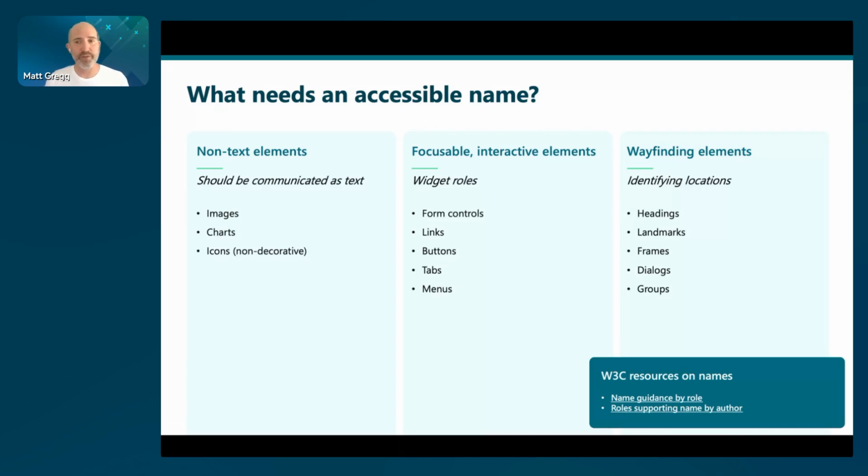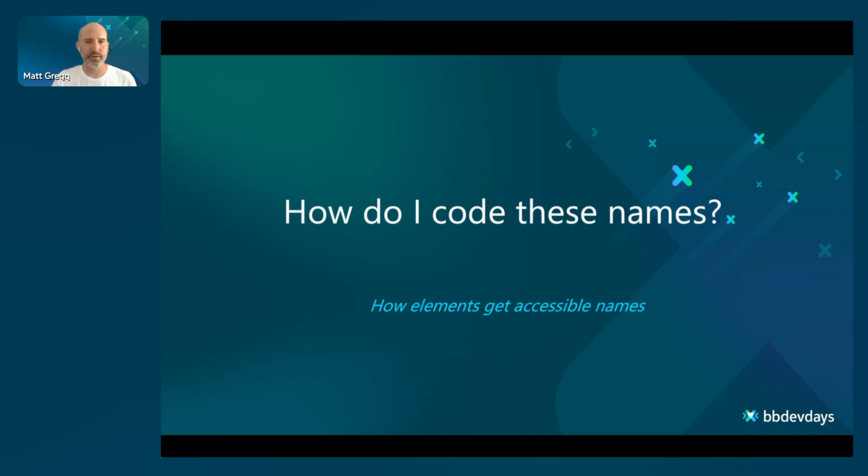And then lastly, wayfinding elements. So think about marking up areas to identify the location. So certain headings on the page or landmarks. And think about these also as kind of the containers. So frames and dialogues or groups that you might have. Those are important to name so that someone can, essentially navigate to them directly, or when they come across them in the web page, they know exactly what they are. So those are the elements that need names.